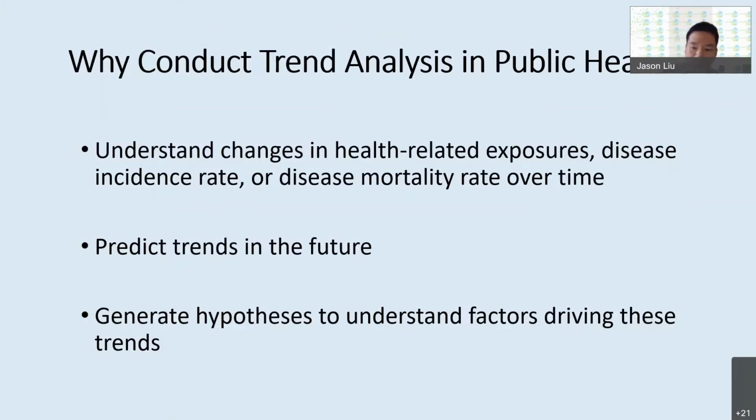So why do we conduct trend analysis in public health? There are several reasons. The first is to understand changes in health-related exposures, disease incidence rate, or disease mortality rate over time. Health-related exposures could be health-promoting, such as vaccination use, or detrimental to health, such as the use of cigarettes over time. And as I mentioned previously, looking at the trend of disease incidence and mortality over time can give you a sense of the burden of the disease in a population.